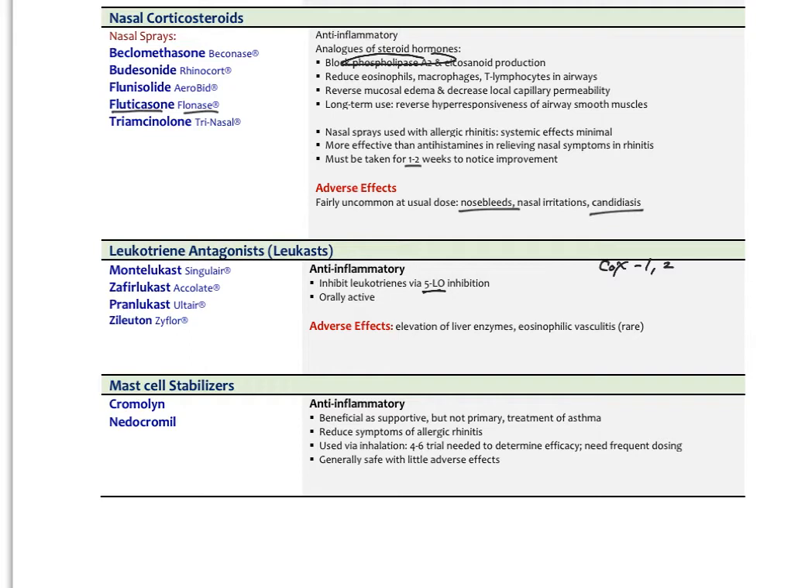So these are oral drugs. They're taken to downregulate leukotrienes. Very rarely you can get a vasculitis from these drugs, but that's usually at a higher dose. So that's going to be very rare.